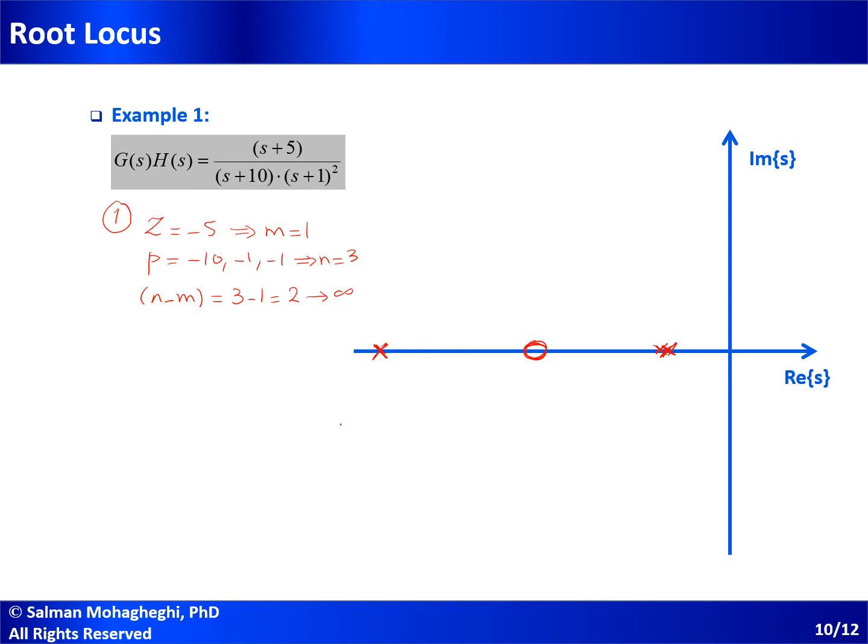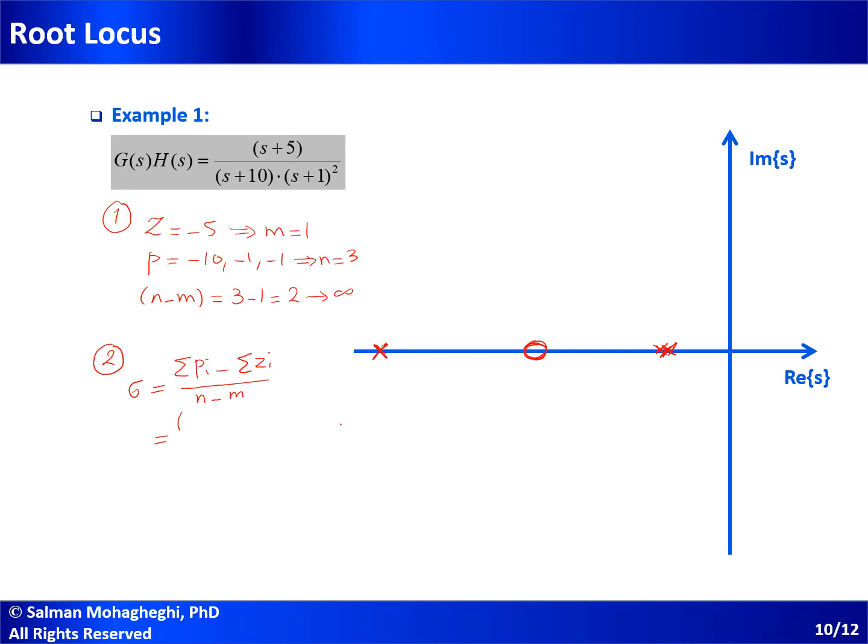Step 2, I identify the point at which these asymptotes intersect and their angles. So sigma is going to be the summation of all the poles of the open loop gain minus all the zeros of the open loop gain, divided by the number of poles of the open loop gain minus the number of zeros. So this will be, I open the parentheses, and again, I have seen a lot of people making mistakes in this simple calculation. So I don't want you to do any shortcuts. Go through all the numbers individually.